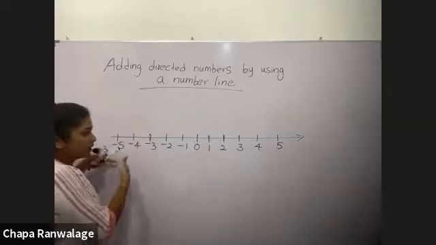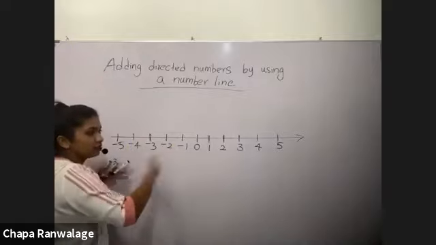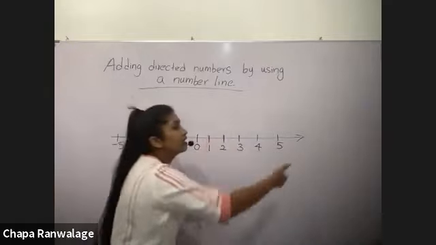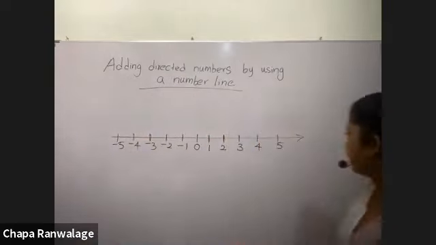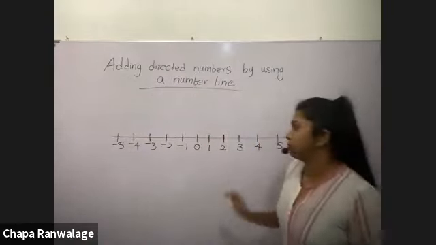Yes, when we are going from left to right, the values of the numbers are increasing. Gradually they are increased. And that is the case. You know the number line.